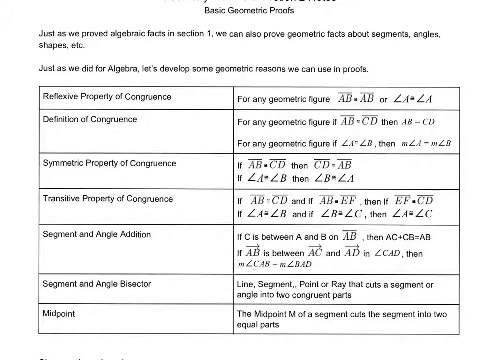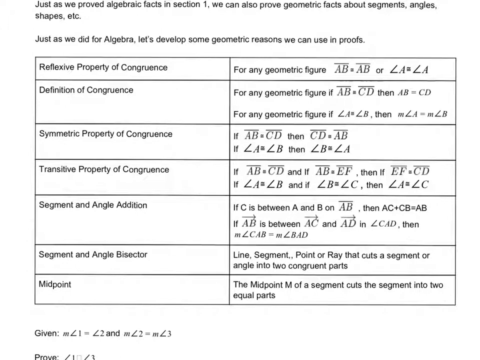So one is the reflexive property of congruence. So if you have two segments being congruent or an angle being congruent to itself, that's reflexive. The definition of congruent, so if you have a segment congruent to another one, then their lengths are equal. Same thing for angles. If two angles are congruent, then their measures are equal. And those can go backwards as well. If the two measures are equal, they're also congruent. The symmetric property, which is similar to the symmetric property from section 1, you can reverse the order of congruence.